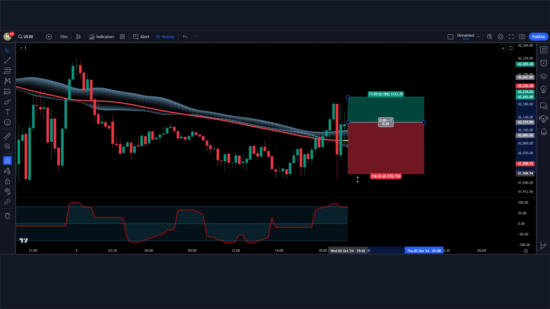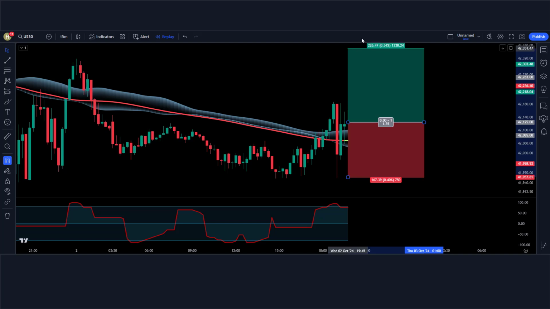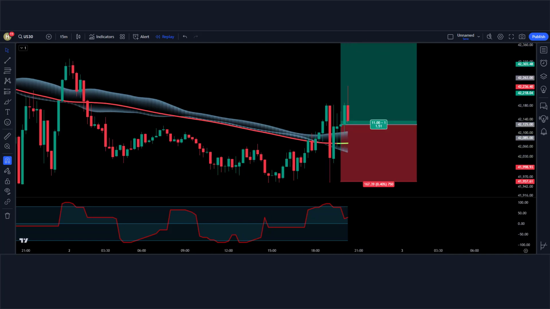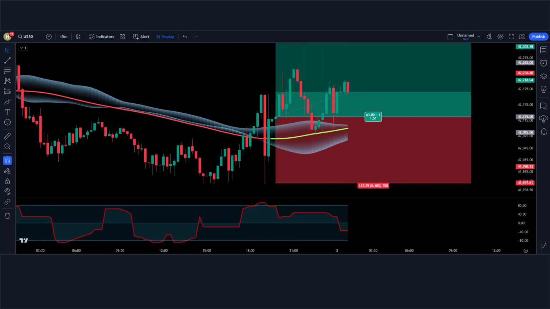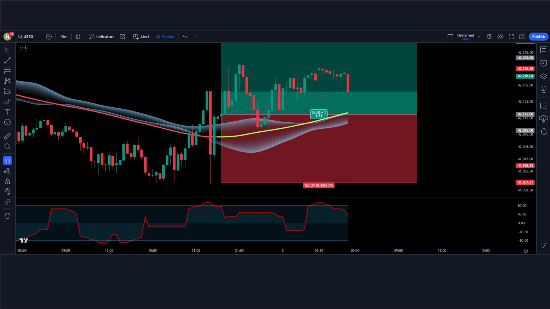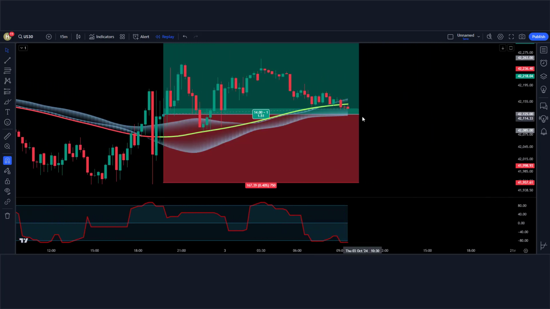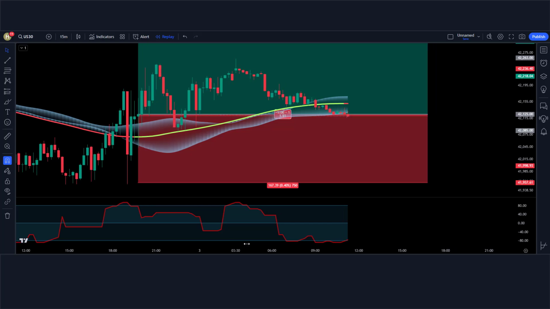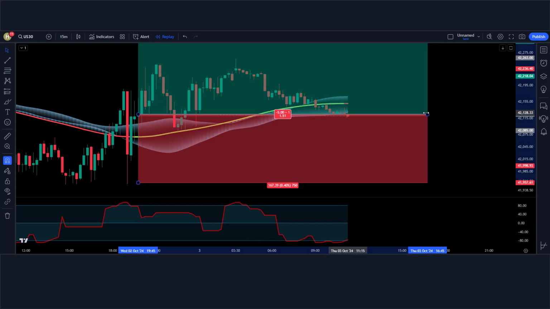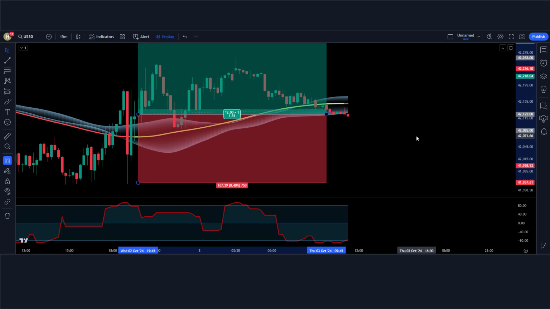Our stop loss will be placed at the previous low of the market. And the risk to reward ratio will be 1:1.5. Let's see what happens to our trade. Our trade is running in profit. Here we are closing our trade as we have received a sell signal.